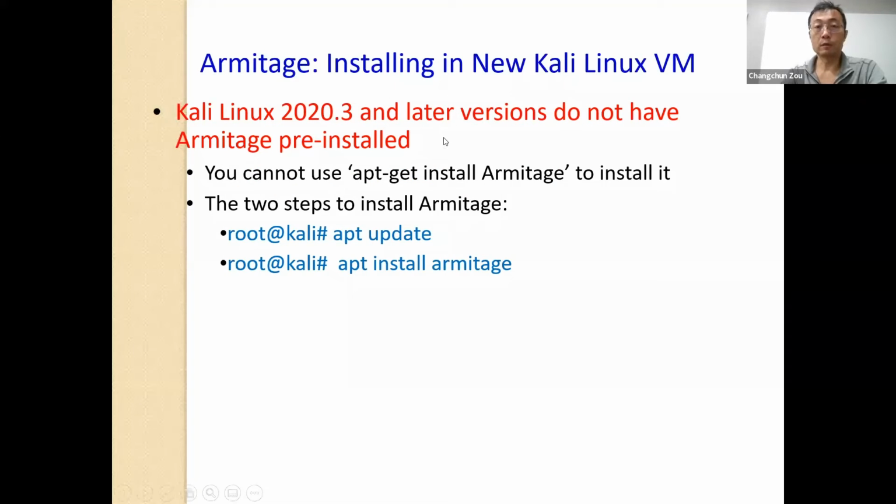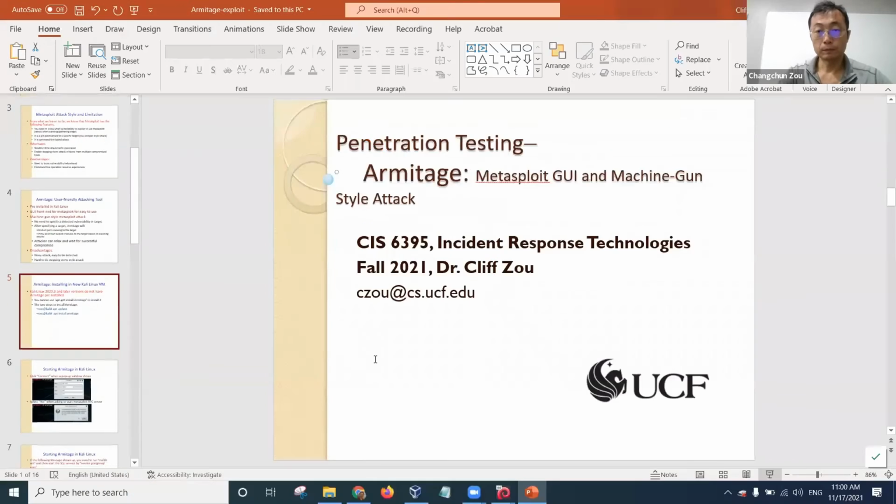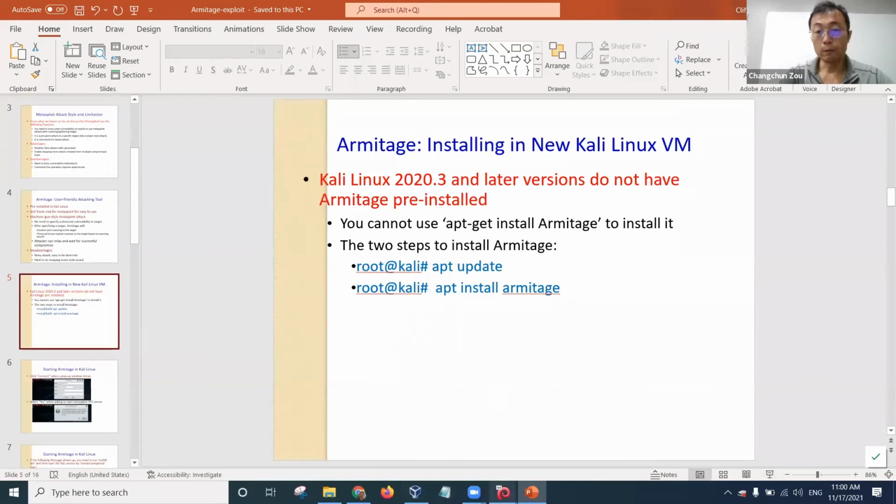Armitage, after version 2020.3, is not pre-installed anymore, but you can install it by yourself. Just use apt update. First, you update your app store software, then you use apt install armitage, and you can install it. For my computer, what's your question?